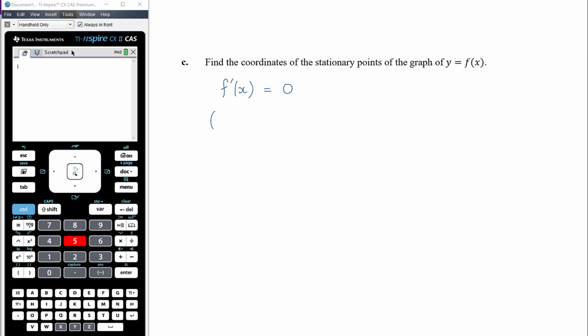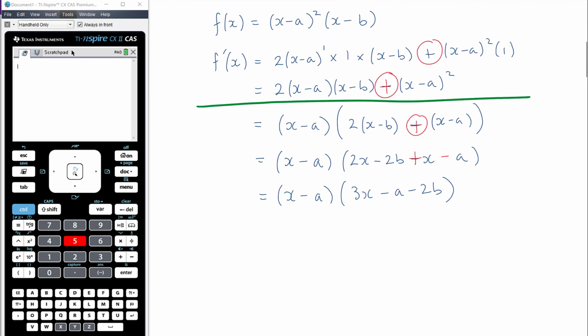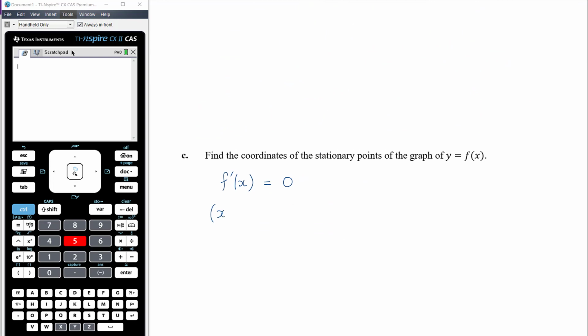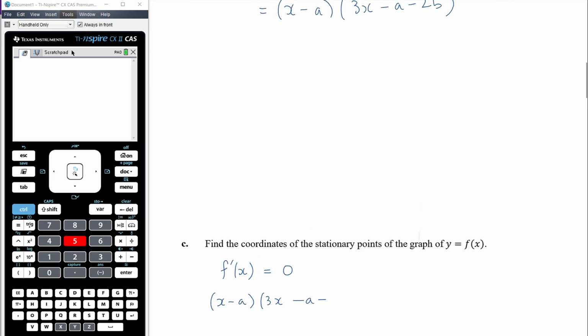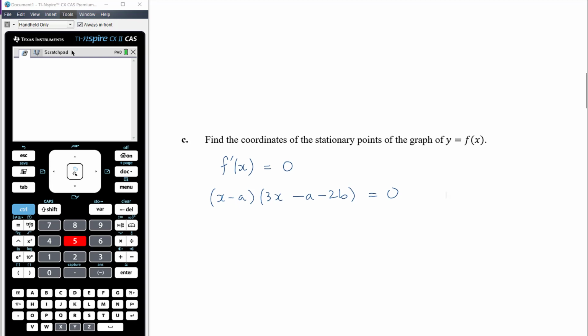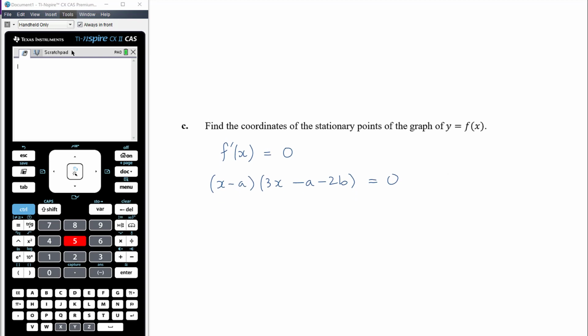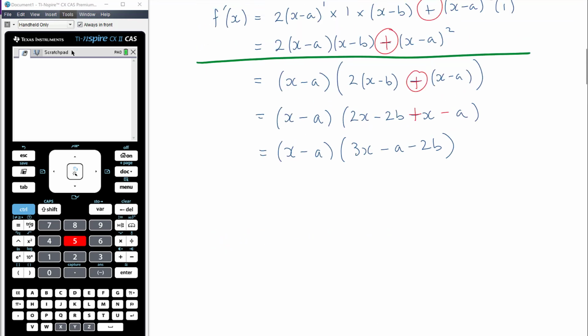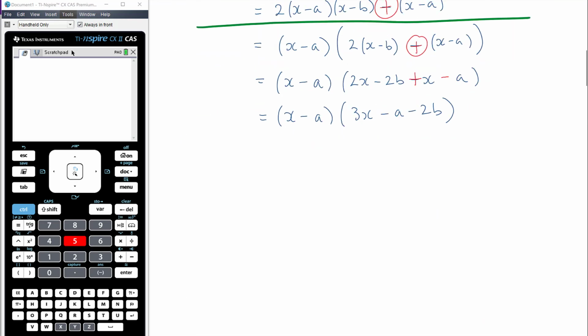So now that we've factorised our derivative, so it's up here, x minus a times 3x minus a minus 2b, I think it was, yep. Okay, so we would need to get to this point to do this solving. We've got null factor law here, two things multiplying together to equal 0, so that means either x minus a equals 0, which means x equals a, which we actually already knew. We know there's a stationary point when x equals a from our sketch. Okay, we've already drawn that.